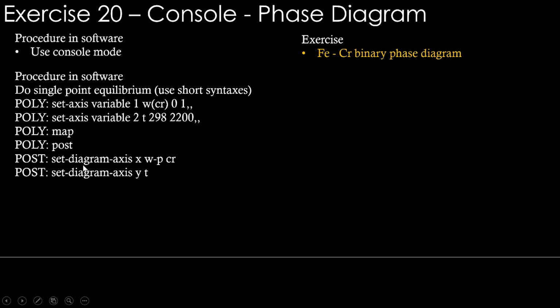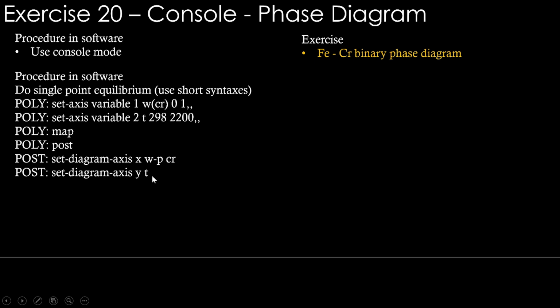And set the diagram axis for the actual plot. Here we have to be careful what is in the x and what is in the y. Where we set the axis variable, we don't need to bother whether the composition is the second variable or first variable. But here we have to be careful. If we want the composition of chromium on the x axis, we have to use set diagram axis x, and this is weight percent of chromium or mass percent of chromium. Then set diagram axis y as temperature. This T is for Kelvin. If we want the temperature scale in degree Celsius, then we have to use T-C.